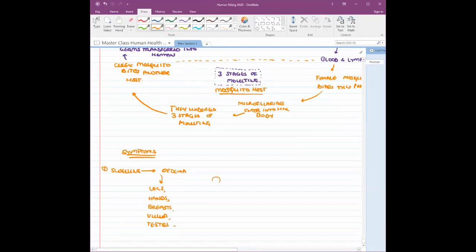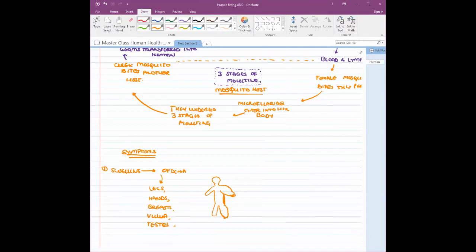So this is a normal person. Let's imagine this person is suffering from filariasis. Let's say the left hand side is normal, but guys, let's say the right hand side is affected. So you will see something like this. If it is in the hands, you will see it like this. If it is in the legs, you are going to see it this way, like this. It's going to be completely swollen up.